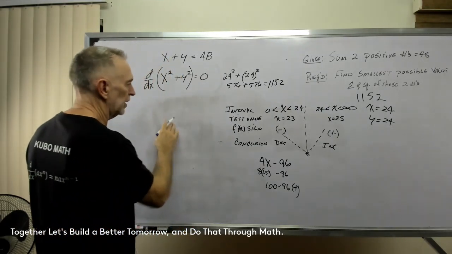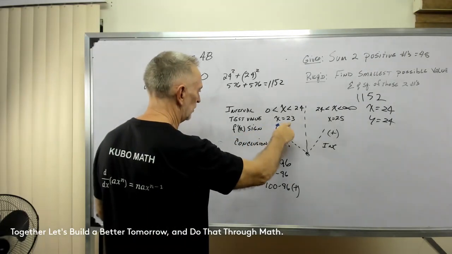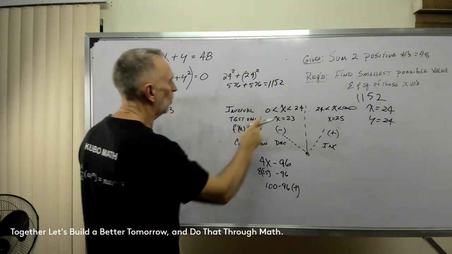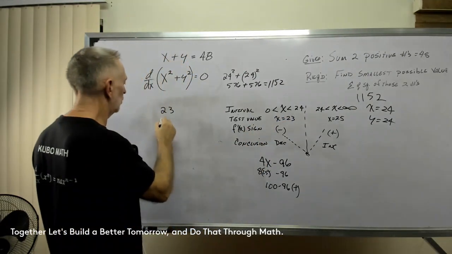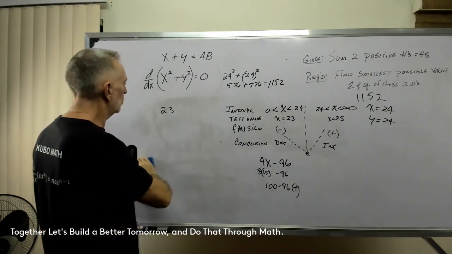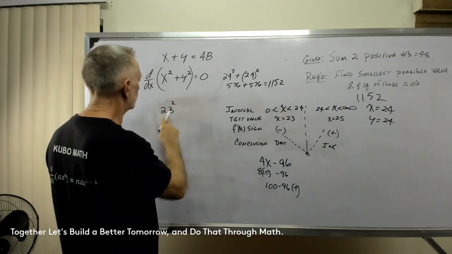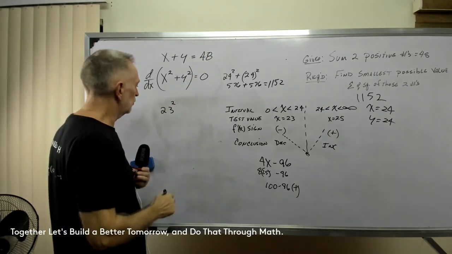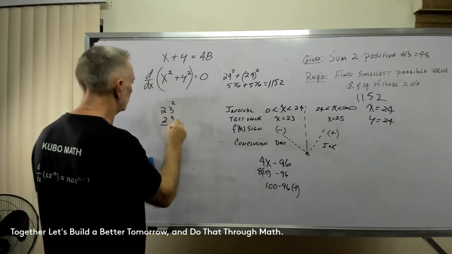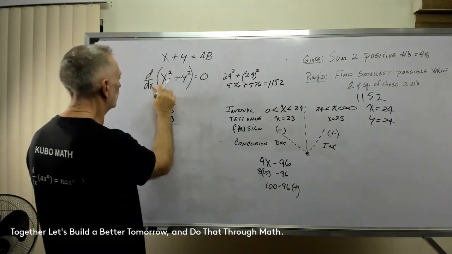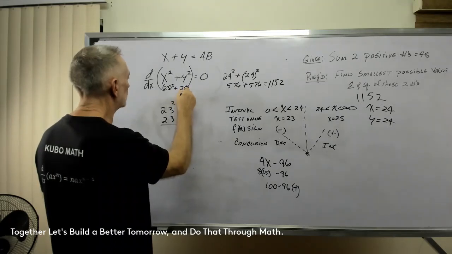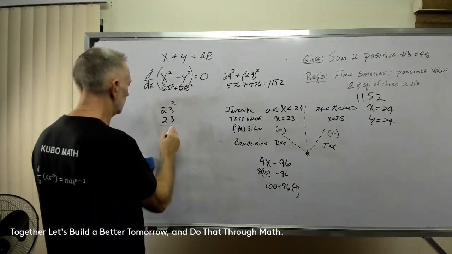Okay, if we said, let's let x equal 23, what does that mean y has to be? Oh, y has to be 25, right? Because 23 plus 25, they still have to equal 48. All right, so we have 23 times 23, because we're going to say the square of 23 squared, plus 25 squared. All right, so let's work through this.